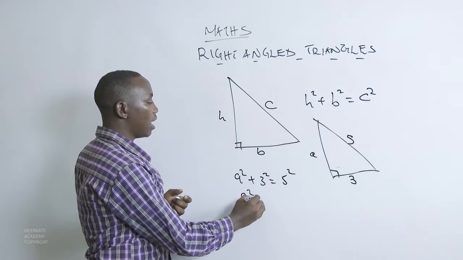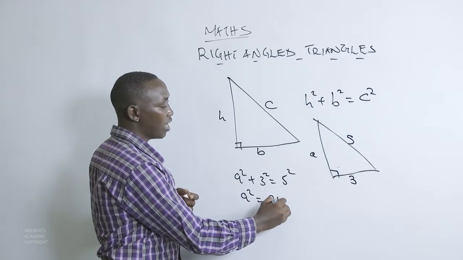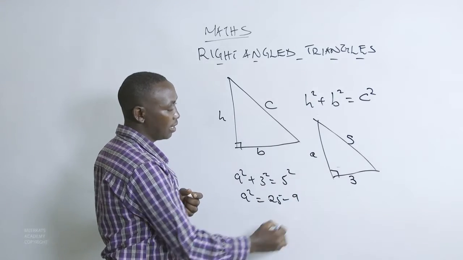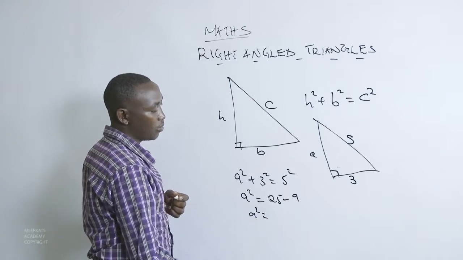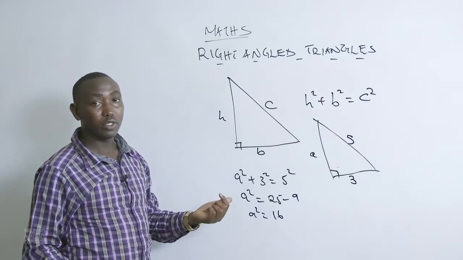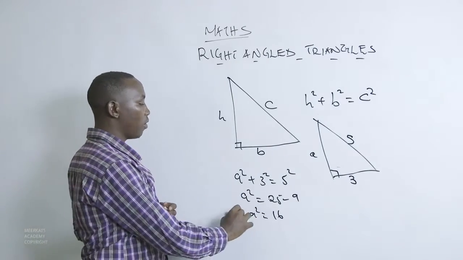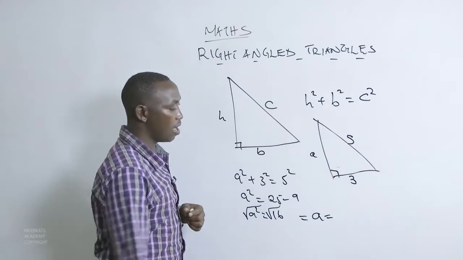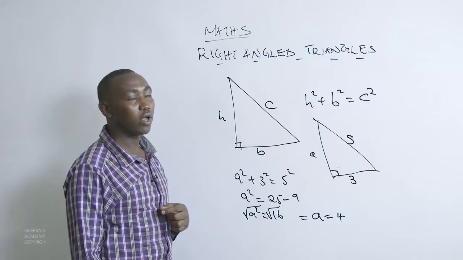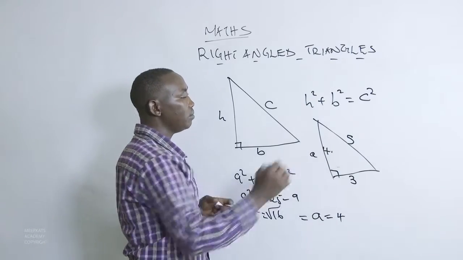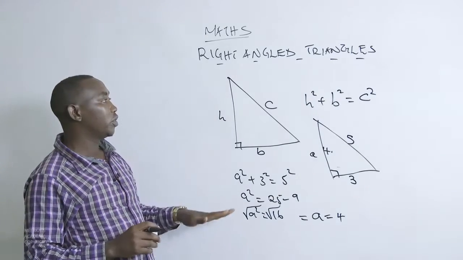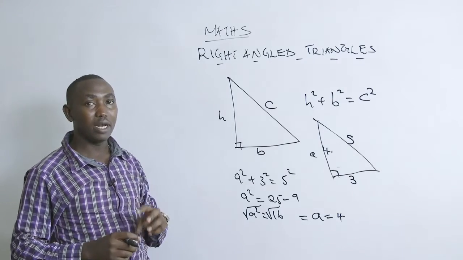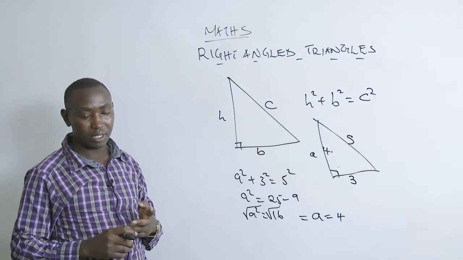That means that a squared will be equal to 5 squared, which is 25, subtract 3 squared, which is 9. When you do that, you'll get that a squared is equal to 16, and for you to get the value of a, you have to find the square root of both sides. That means that a will be equal to 4 units. We're also able to use Pythagoras theorem to solve 3D problems and 2D problems.